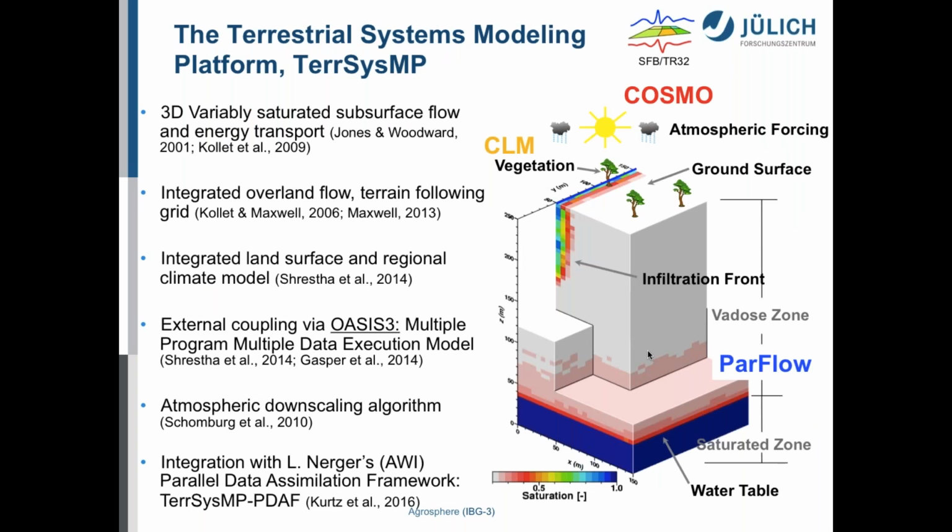So these equations are implemented in our coupled modeling system, our Terrestrial Systems Modeling Platform, TerrSysMP, where we treat the atmosphere via the component model COSMO. That's the weather prediction system of the German Weather Service. We have CLM, the Community Land Model, to handle the land surface water, energy, and also momentum balance. And then we have ParFlow for the subsurface. So for the continuum simulation from groundwater to the atmosphere, also including surface water or overland flow.